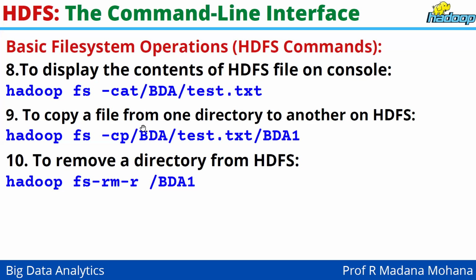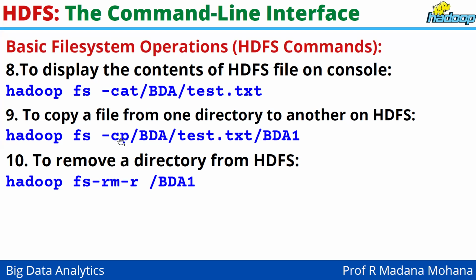Then within HDFS, you may want to copy a file or directory from one directory to another directory on HDFS. For that, we will use the cp command. So the syntax is hadoop fs -cp. The current directory is BDA, with test.txt in it. You want to copy from BDA to another new directory BDA1. Here you can observe that whenever you use the copy command, the original file in the source directory remains the same. Only one copy will be copied to another directory.